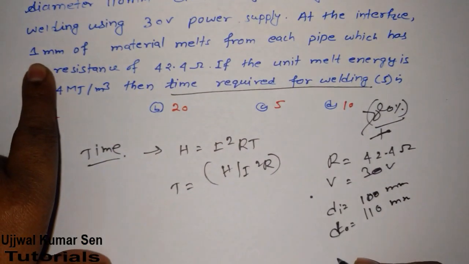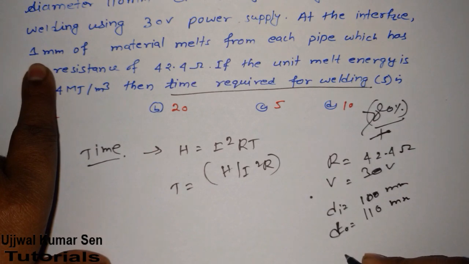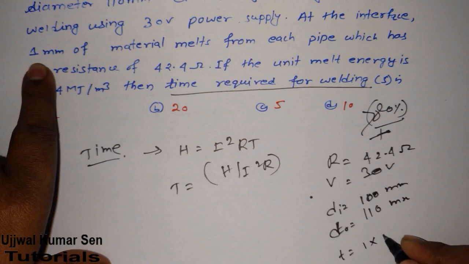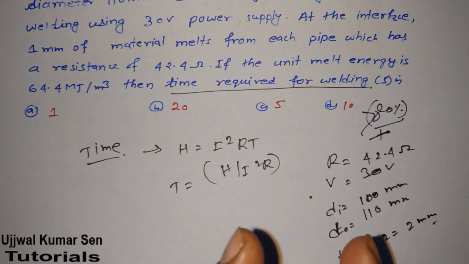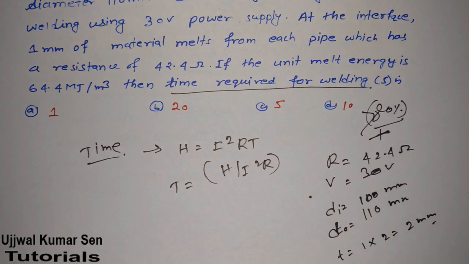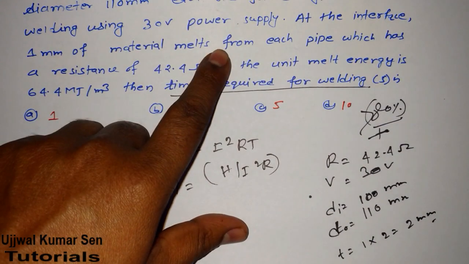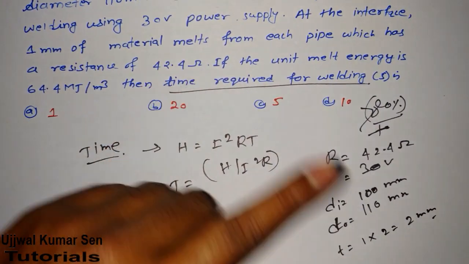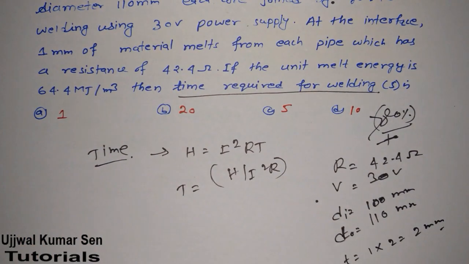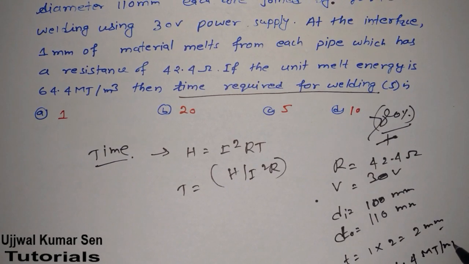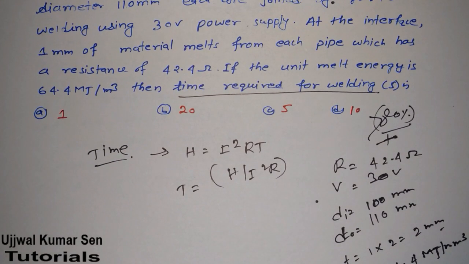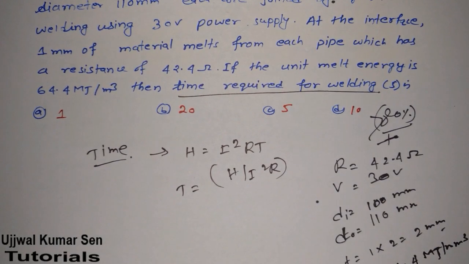So it's supply at the interface, thickness is equal to 1 mm, meaning this will be 1 multiplied by 2 because welding is going on. So 1 mm on both sides, so total thickness would be 2 mm. A material melts from each side, which has resistance as this, and energy. We have given energy: melt energy is 64.4 megajoule per millimeter cube. So this is all about the data we got.